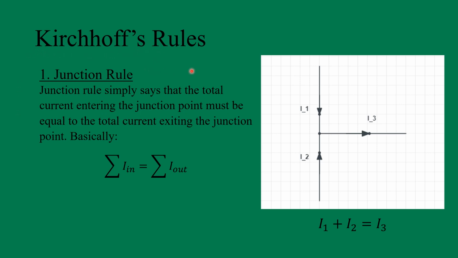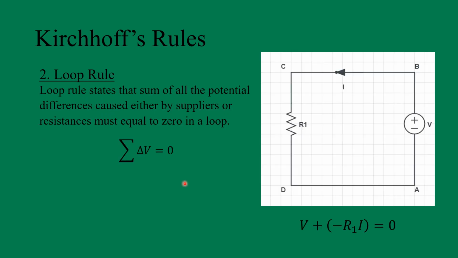So let's start by talking about the Kirchhoff rules. First one is the junction rule, and junction rule simply says that the total current entering a junction must be equal to the total current exiting a junction. In this example, this is a junction, as you can see, and we say that I1 plus I2 must be equal to I3.